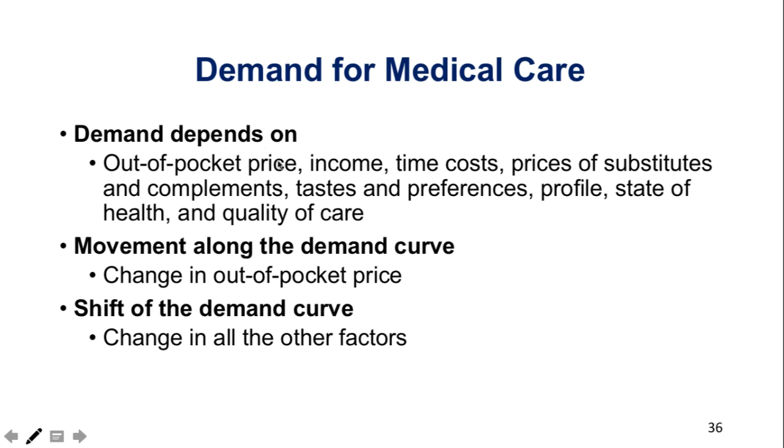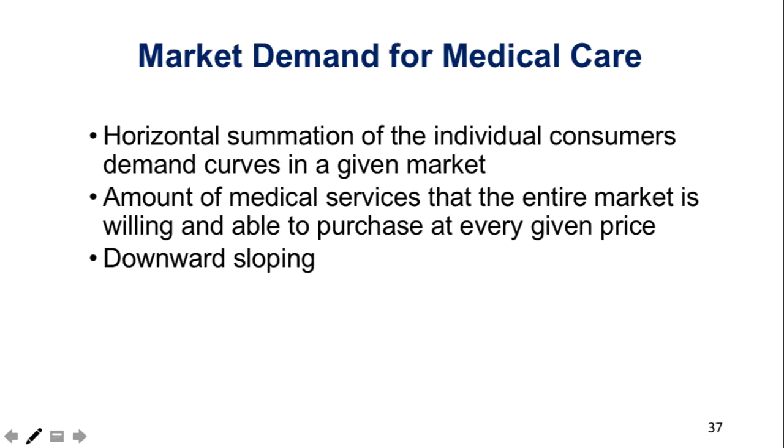As you know, the first one, the price, is moving along the demand curve, and the other factors, income, time cost, prices of substitutes and complements, tastes and preferences, and the state and quality of care, are shifting the demand curve upward or downward. So the movement along the demand curve is only the change in the out-of-pocket price, and the others are shifting the demand curve.